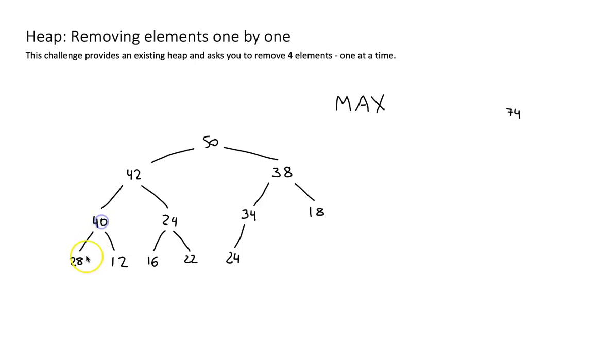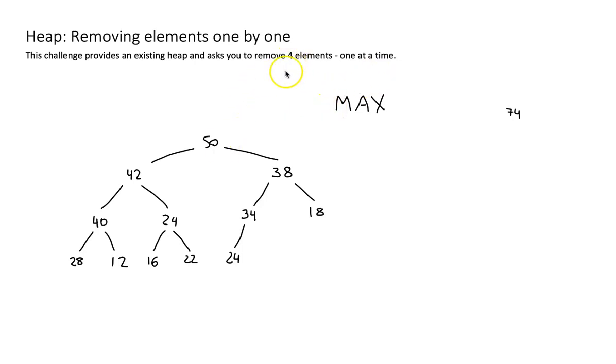At this point, I can look at the children. There are no children. This is a leaf. So we are done. 28 is now at the bottom. 50 is the new root. It is a heap again. The heap requirements are fulfilled. At this point, I remove the second element.